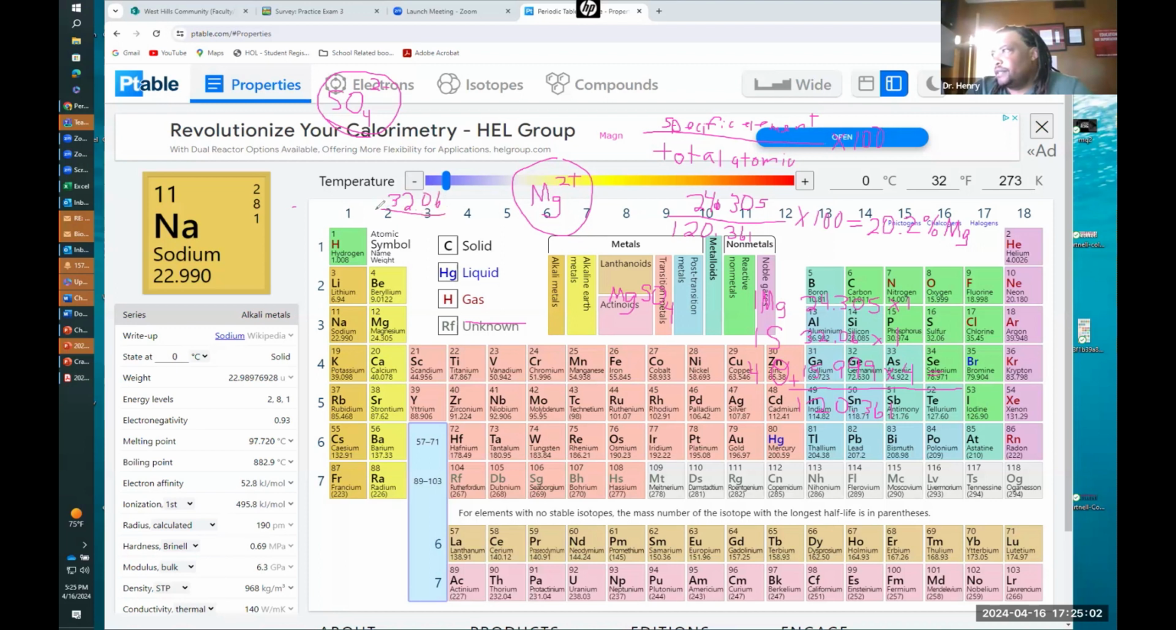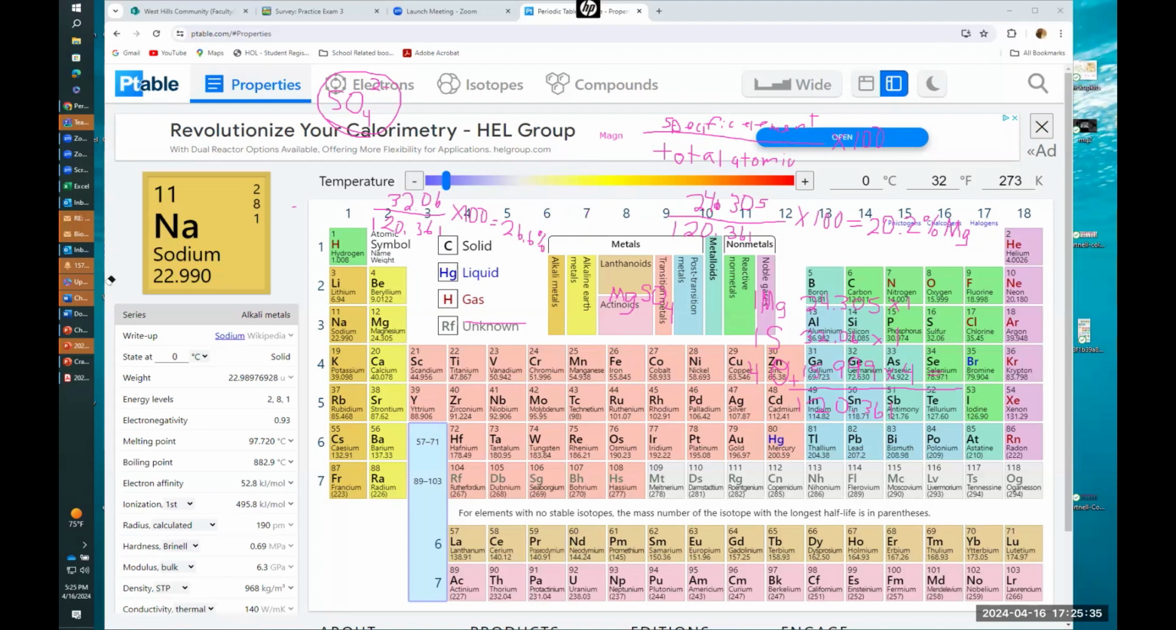And so then we have 32.06 divided by 120.361 times 100. And that's 26.6%. I'm going to go ahead and erase this magnesium here. Okay, and then we have our oxygens.